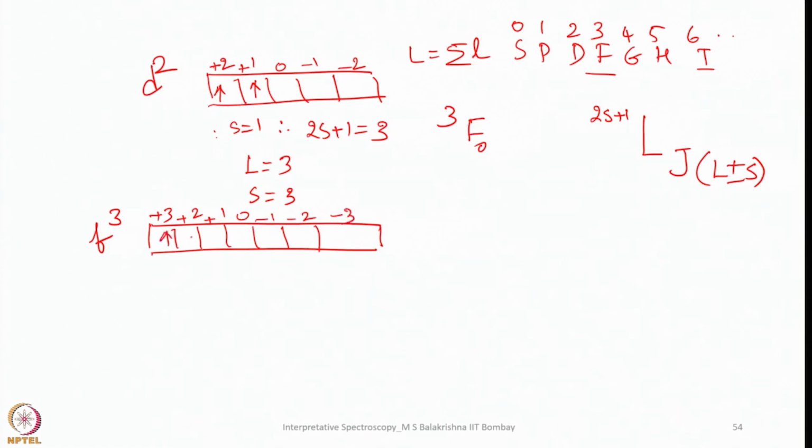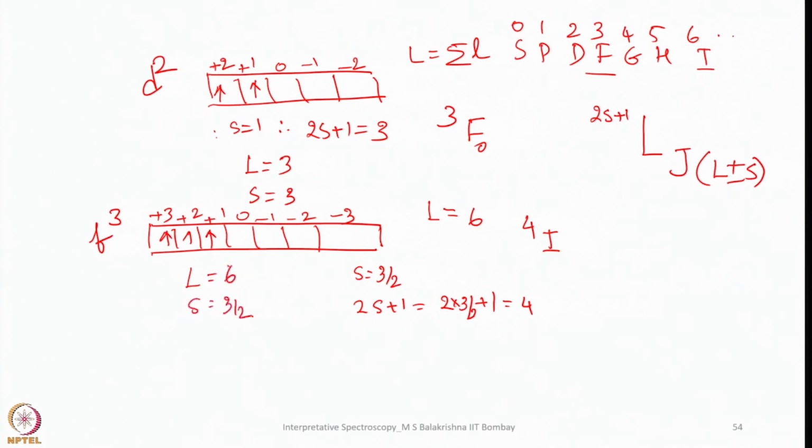So we put here 3 electrons, all unpaired in the ground state. Now we calculate the L value. L equals 6, so I will come here with the symbol for 6, and we have 3 electrons, so S equals 3 by 2. So 2S plus 1 equals 4. Here the multiplicity, 2S plus 1, will be 4, and now L equals 6 and S equals 3 by 2. So L minus S will be 6 minus 3 by 2, which is 9 by 2.